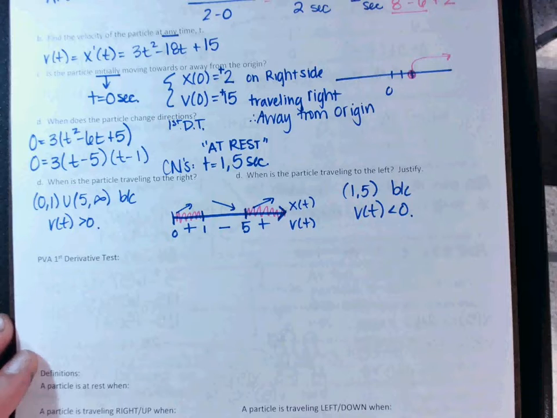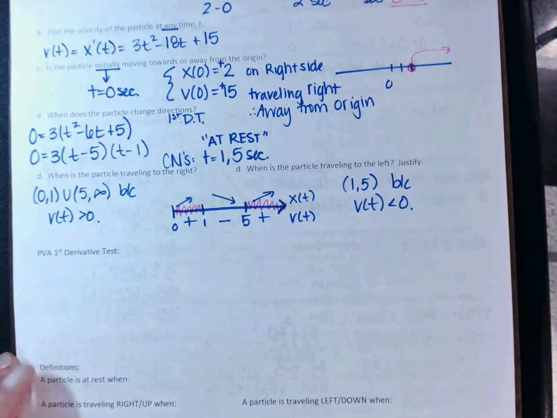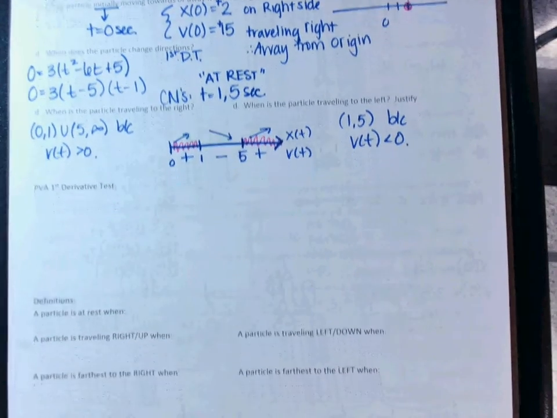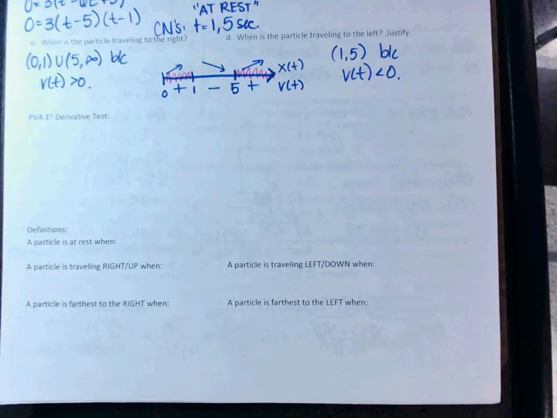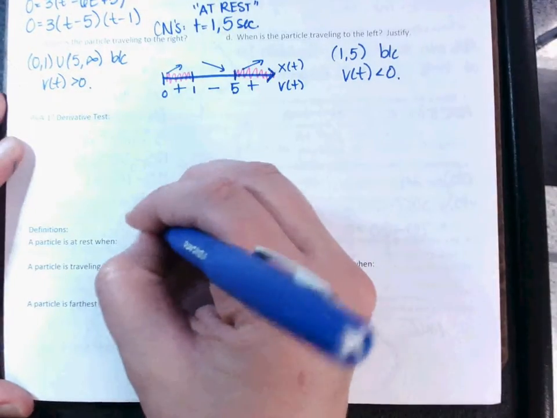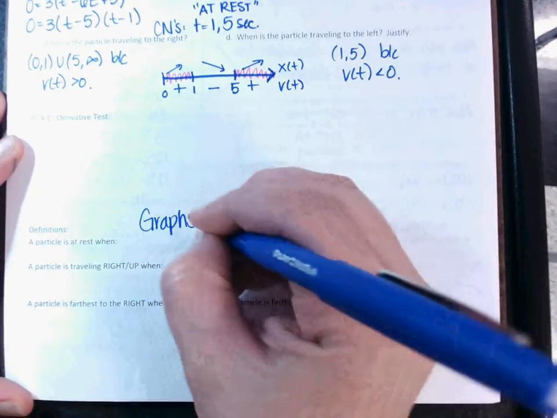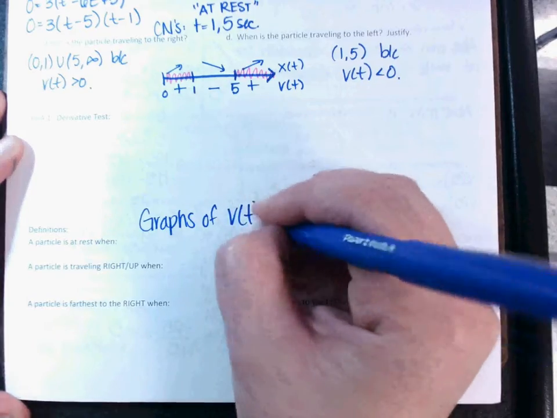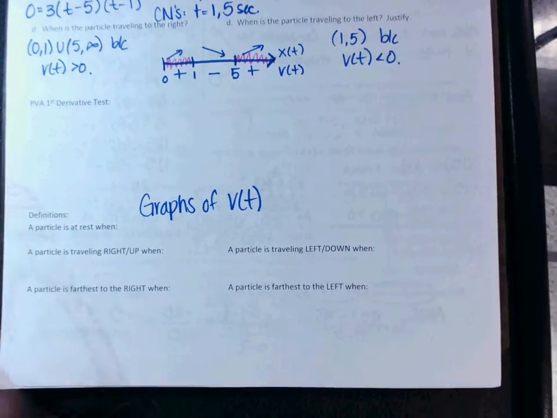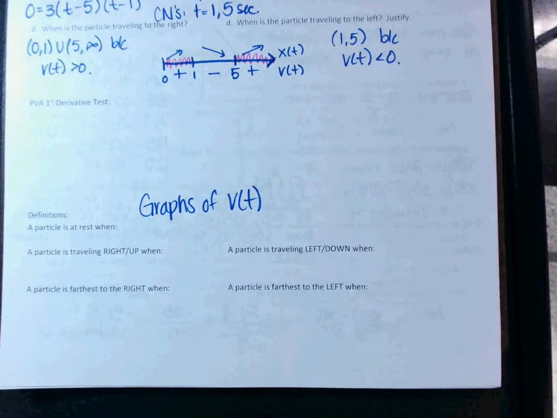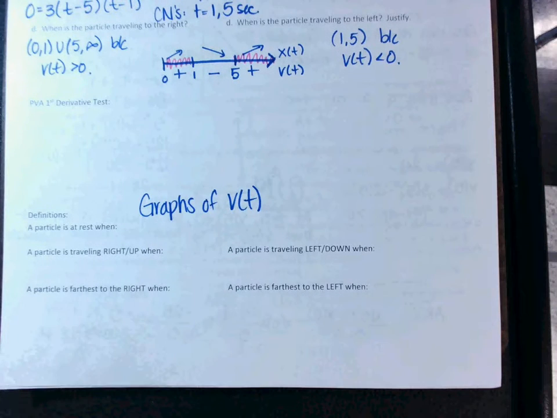Okay. All of that look familiar? First derivative test, we're going to just skip that. We already covered it. Come down to your definitions. We're about to move to graphs of f prime, which is a graph of velocity, because remember, velocity is the derivative of position. So let's just review some definitions, then we're going to do a question on it.